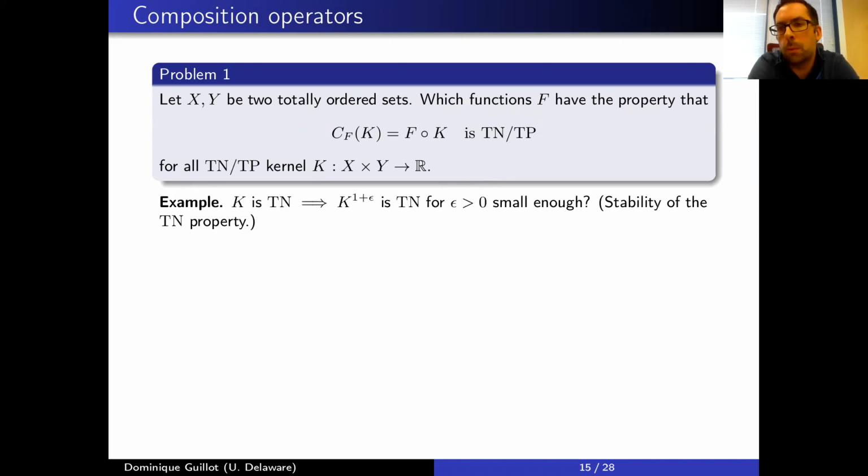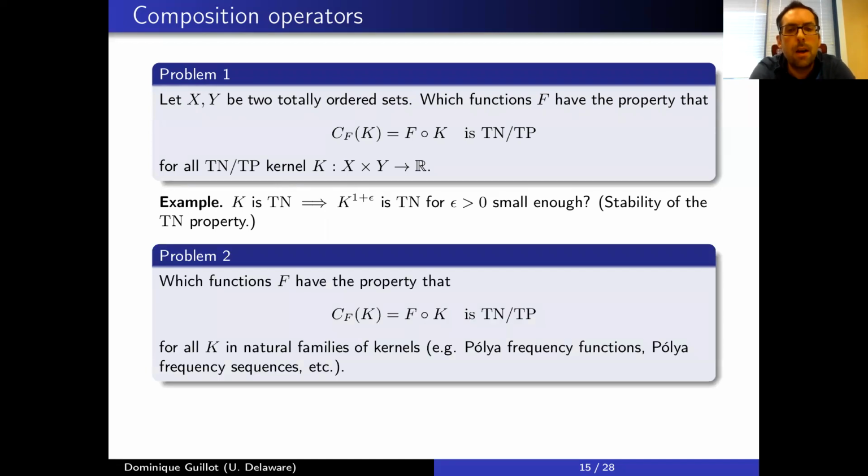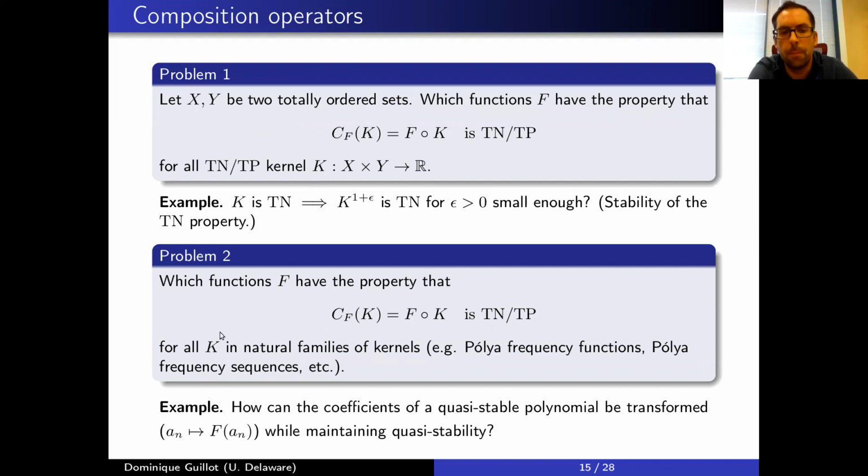An example of why one would care about that is, let's say we want to study the stability of the TN property. So suppose I take a TN kernel K, and I raise it to a small power, let's say 1 plus epsilon for some small epsilon. Is the resulting kernel going to be totally non-negative? And of course, that corresponds to the case where f of x will be x to the 1 plus epsilon. Does that preserve total non-negativity? Another closely related problem is, what if we restrict the kernels to some natural families, like, for example, the Polya frequency functions, the Polya frequency sequences, and so on?